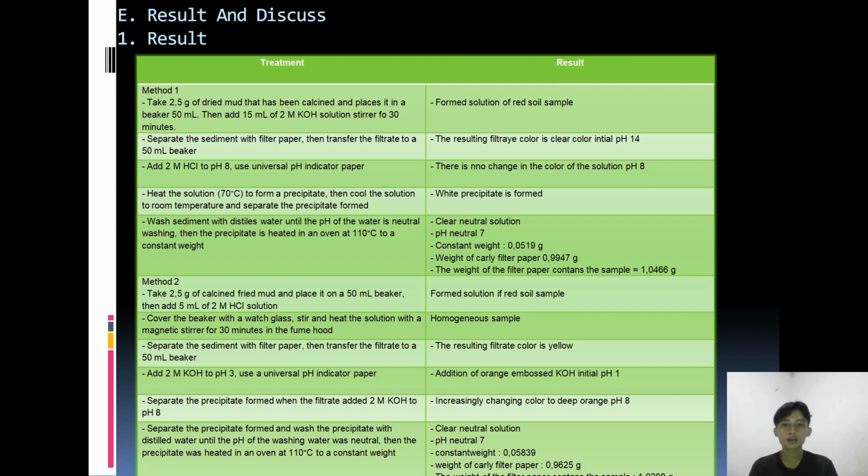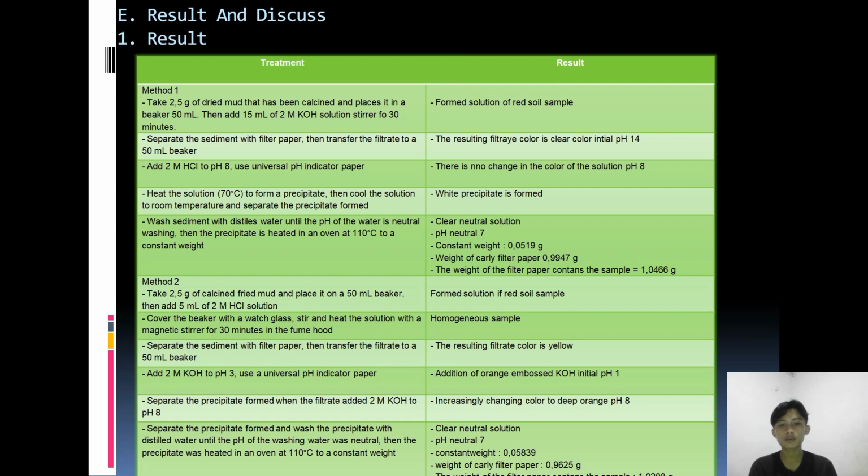The result, homogeneous sample. The treatment, next, separate the sediment with filter paper, then transfer the filtrate to a 50 milliliter beaker. The resulting filtrate is yellow in color. The next treatment, add 2 molar KOH to pH 3. Use a universal pH indicator paper.